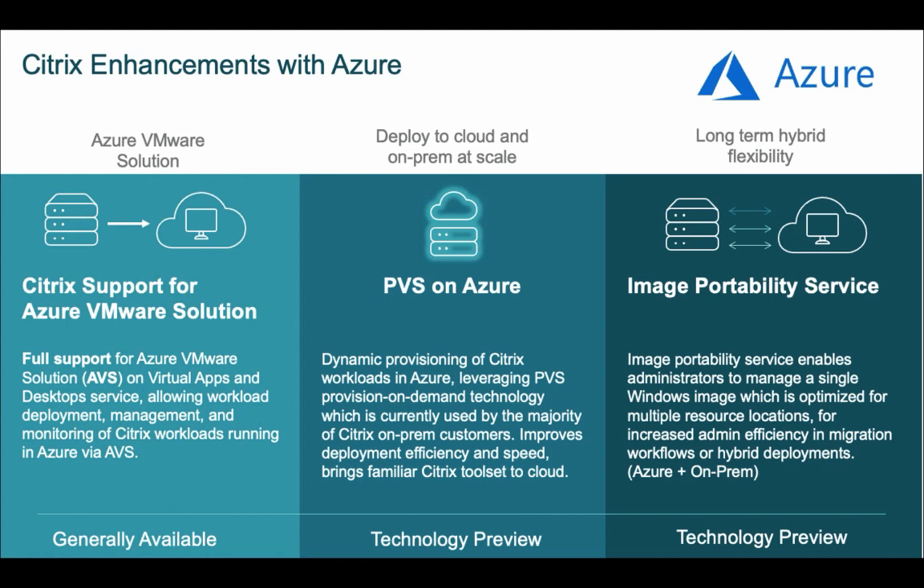And then thirdly, another thing that we're very excited about is our image portability service. This is also now in tech preview, and what it does is it enables admins to manage a single Windows image, which is optimized for multiple resource locations, which provides increased admin efficiency in migrating workflows for hybrid deployments. With this new image portability service, you only need to create an image one time for your on-premise environment, for example, and then the service automatically transforms the image for Azure or Google Cloud. This service, as I mentioned, is in public preview, and we have some information that we'll be providing you later in this webinar that'll talk about how you can get involved in trying out those services today.